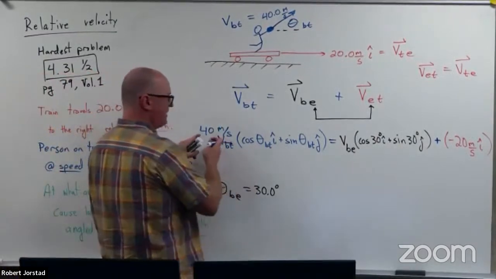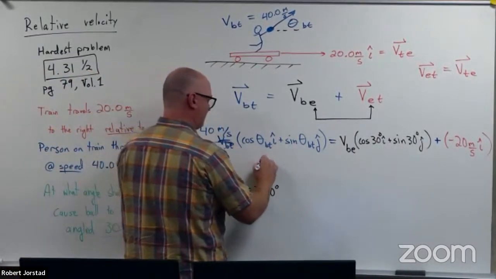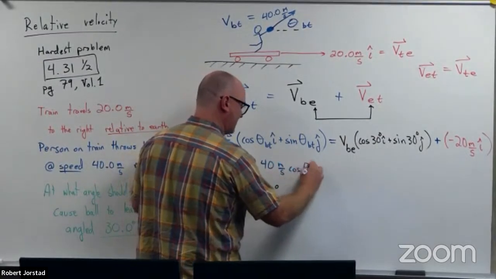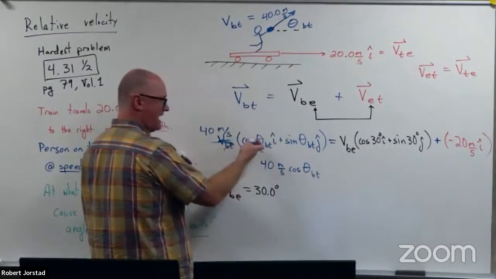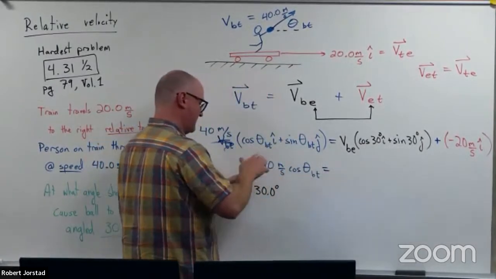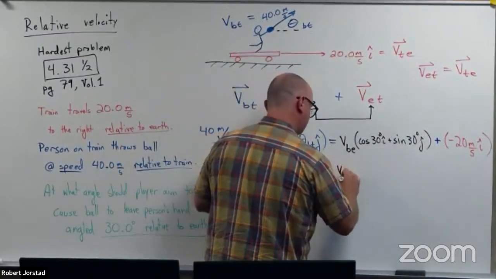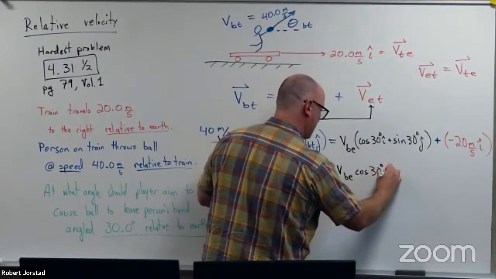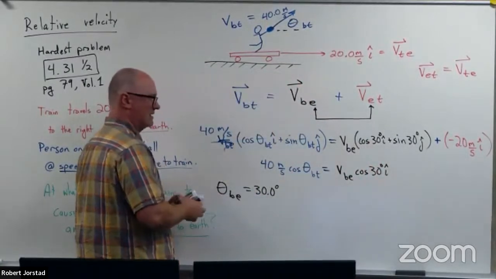So if I do that, I'm going to just write the I hat part here. So I get 40 meters per second cosine theta BT. This is the I hat part, ignore the J hat. The next term would be VBE cosine 30 degrees I hat. And then ignore the J hat.